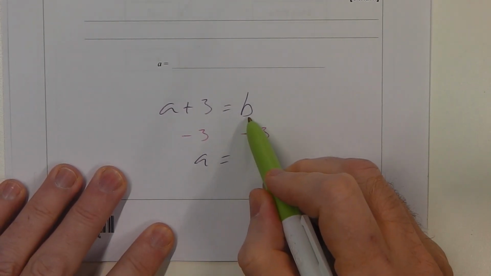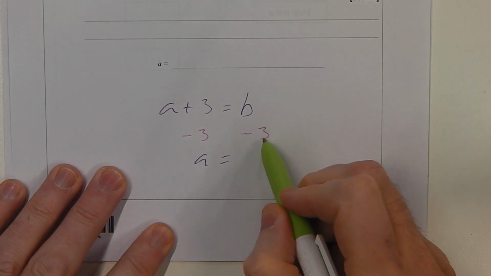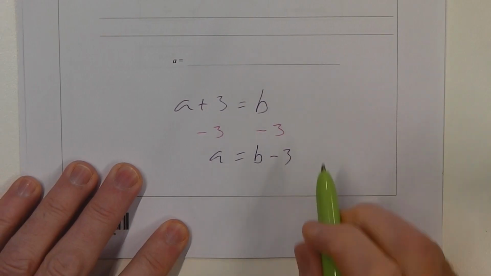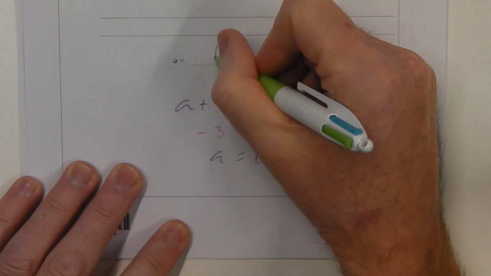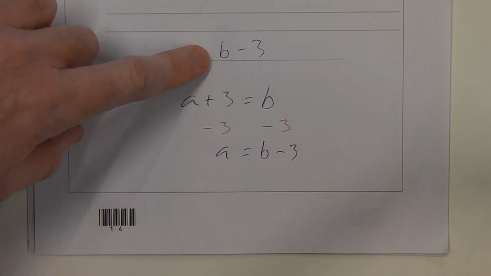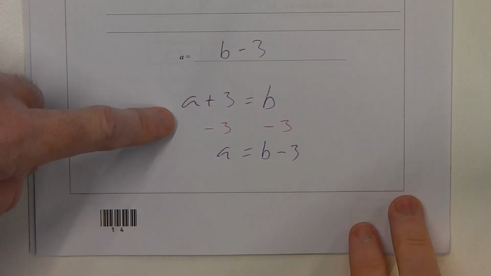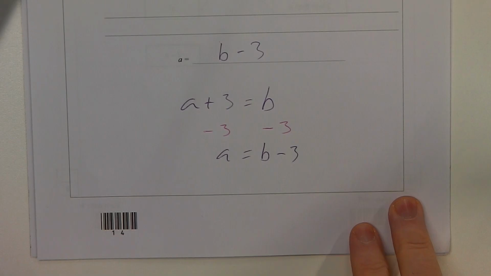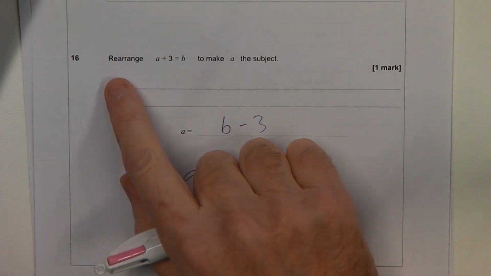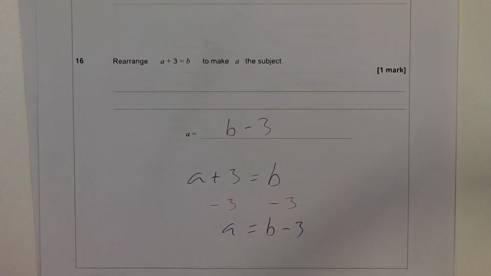Now we don't know the value of b, so we can't actually take it away, so we have to show that it needs to happen. So it's b minus 3, and that is our answer, b minus 3. Again, 1 mark, you can just go straight for the answer for that one. You don't have to show the working out. I've done that to hopefully make sense for those who, often, well, I'll be honest, don't even attempt a rearranging question.